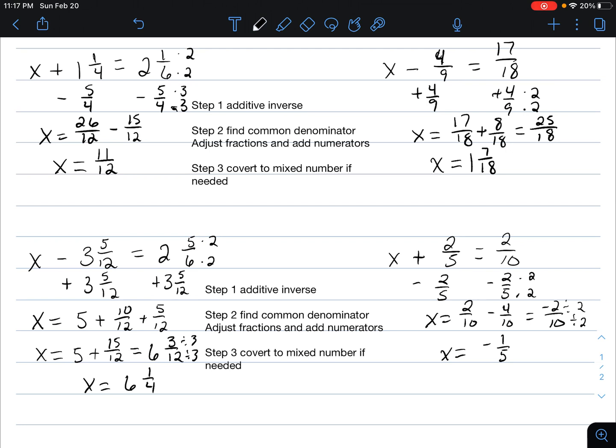There you have. That is solving equations with fractions. It's kind of like a one step, but because of fractions, there is a second step and possibly a third, depending on your answer, if it has to be a mixed number or not.